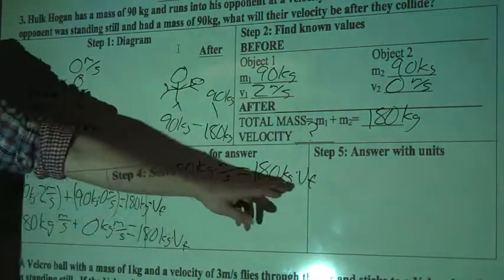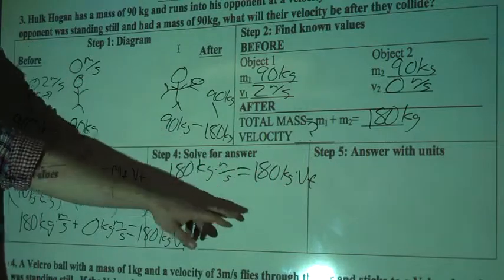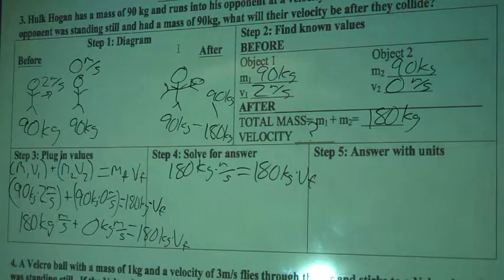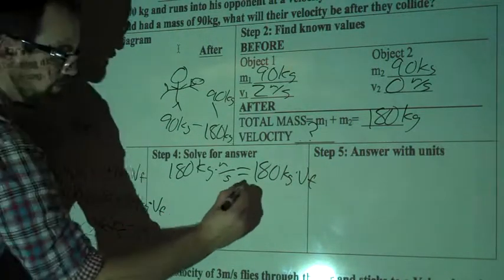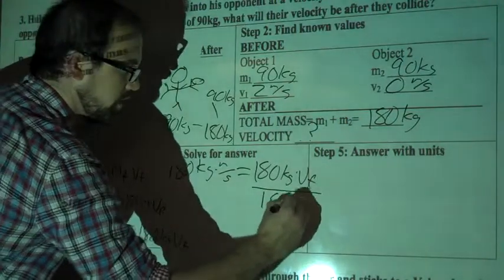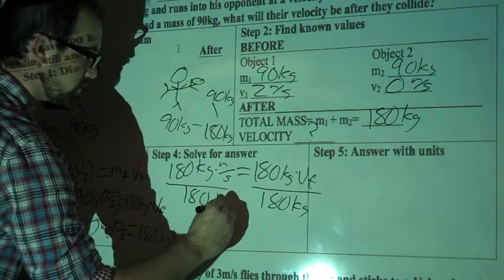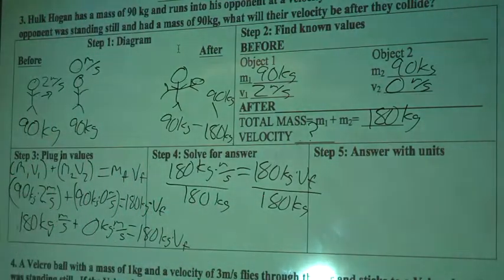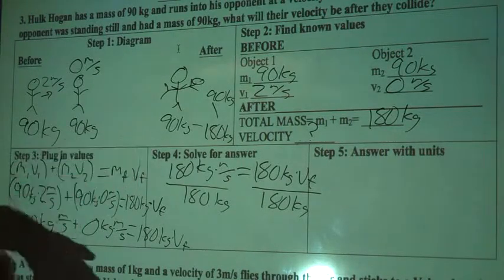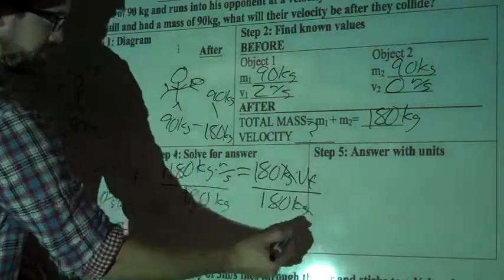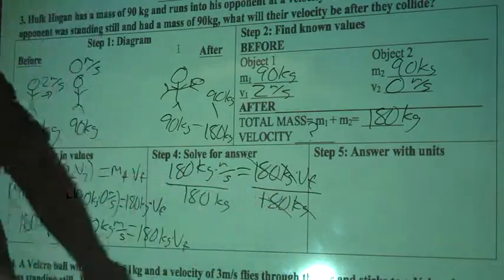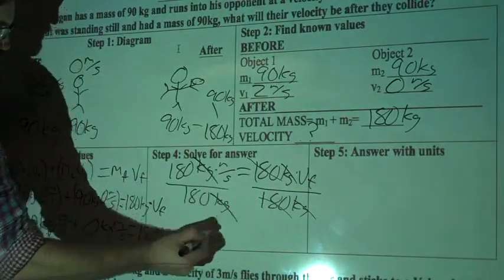Since I want to get the final velocity by itself, I have to get rid of this 180 that's over there with it. So I'm going to divide both sides by 180 kilograms. Most of the questions you're going to do are going to have no decimals and will be like this. Questions on the test, on the exit slip especially. So we'll cancel out what we need to, so kilograms and kilograms cancel out. 180, 180. Over here, kilograms and kilograms cancel out.